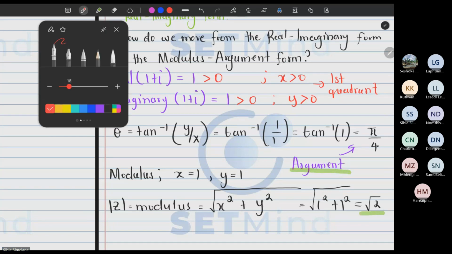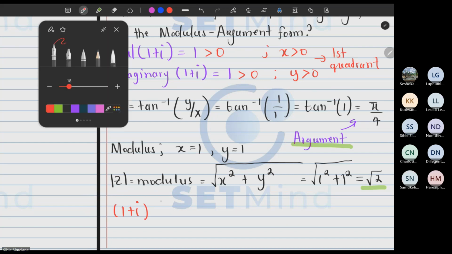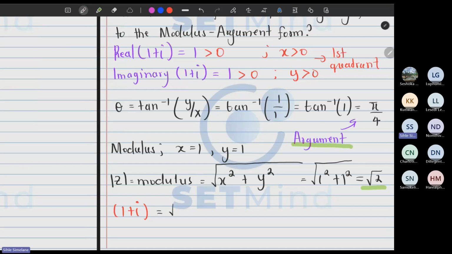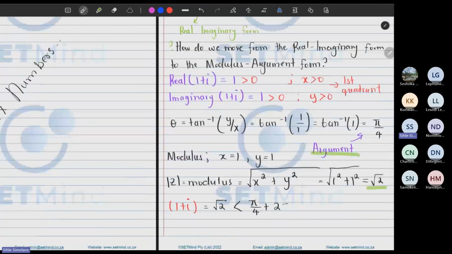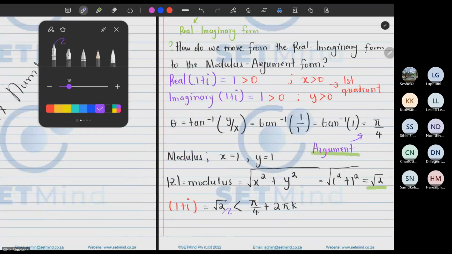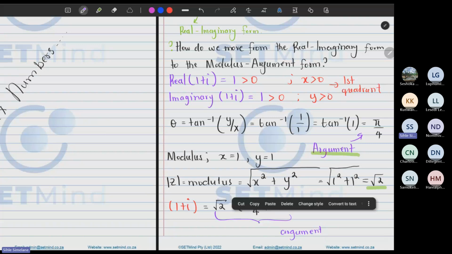So the answer, when we write 1 plus i in modulus-argument form, will simply be equal to square root 2 at an angle of pi over 4. But remember that sine and cos are periodic with period 2 pi k. So we can put 2 pi k. So this would be on the left-hand side, the modulus argument form, and then on the right-hand side, it will be the real imaginary form.